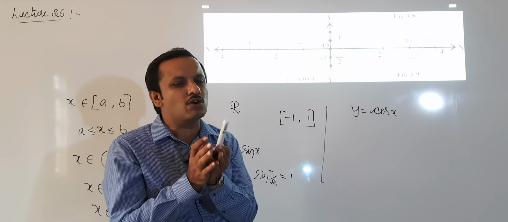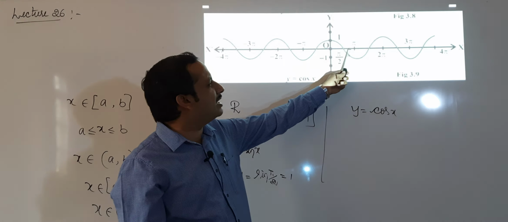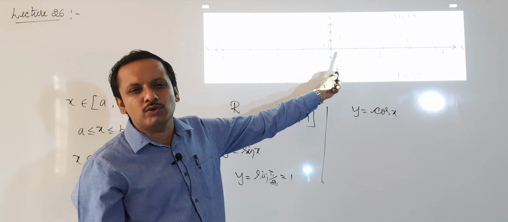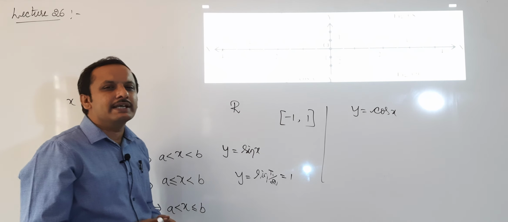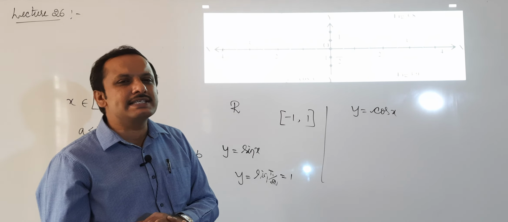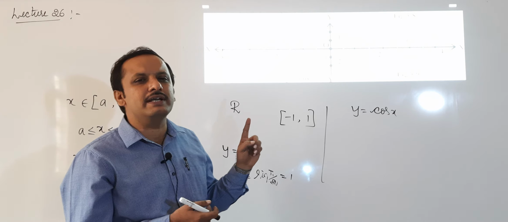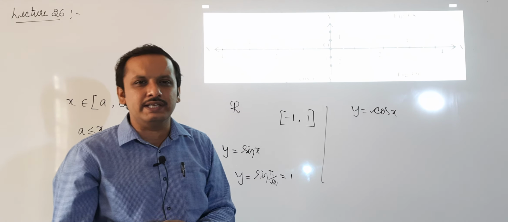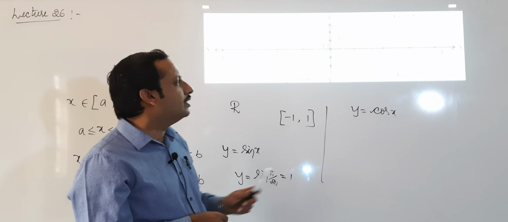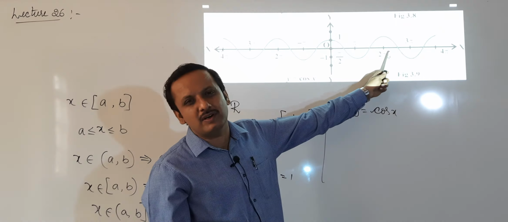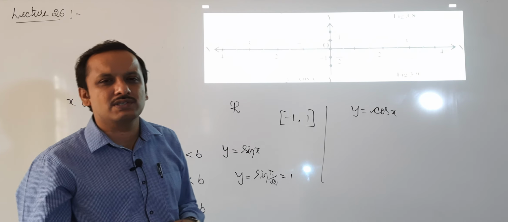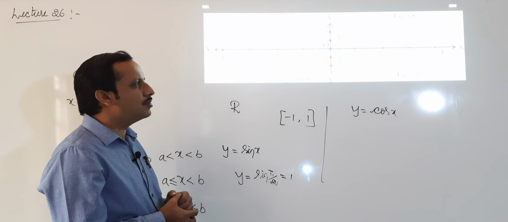positive, which we know, because in the first quadrant cos x is positive. Then from pi by 2 to pi and pi to 3 pi by 2, this point is 3 pi by 2, the graph of cos x lies below the x-axis. That tells us that cos x is negative in the second and third quadrants, which you have already seen: cos is positive in the first and fourth, and in the second and third cos x is negative. Then from 3 pi by 2 to 2 pi, again the graph goes above the x-axis. So in the fourth quadrant cos x is positive.